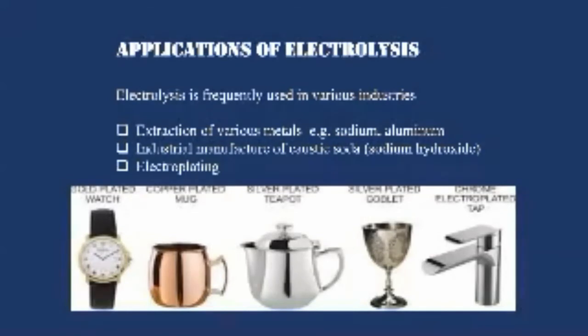Electroplating. Certain metal items can be plated or coated with another metal in order to get some desirable quality. Here are some examples of electroplated materials. A watch is plated with gold. A mug is plated with copper. A teapot is plated with silver. A goblet is plated with silver. And then a tap is plated with chromium.